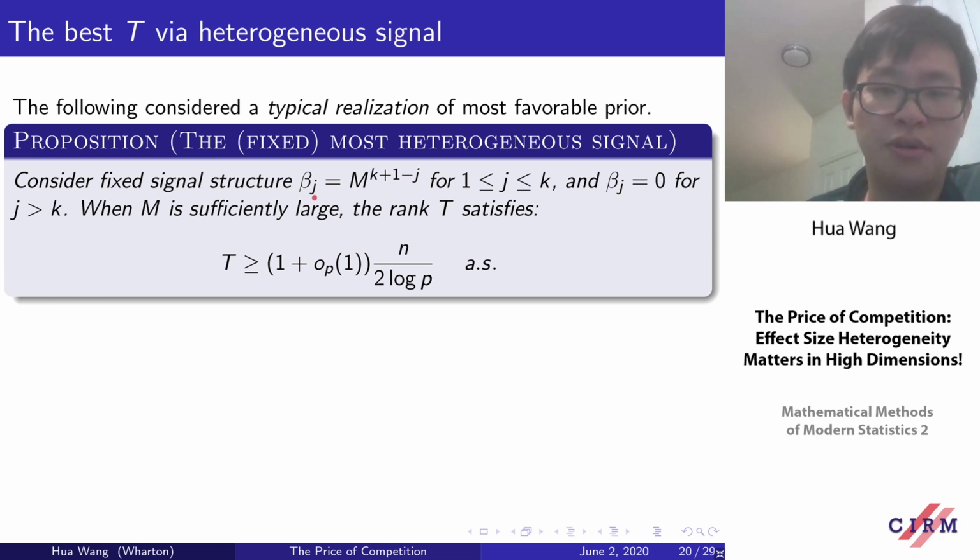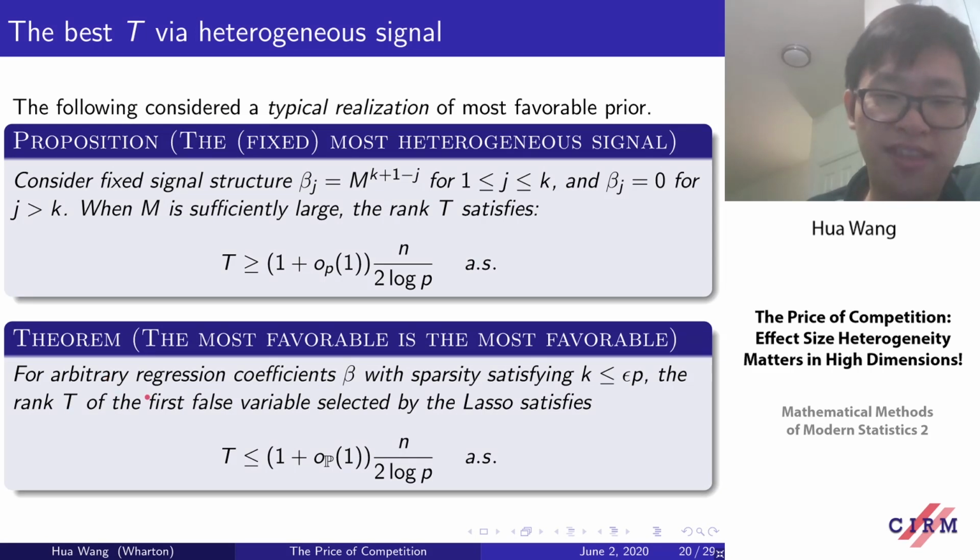So beta 1 and beta 2 are far from each other, and so are beta 2 and beta 3, and so on. In this kind of scenario, when M is sufficiently large, the rank T of the first false discovery satisfies this inequality: it says that T is greater than this quantity. This proposition says something, but it is not strong evidence of why this kind of signal is the most favorable or desirable one. But fortunately, we have the other direction. That is, we have this theorem: for arbitrary regression coefficients with sparsity not exceeding epsilon, the rank T satisfies an inverse inequality.